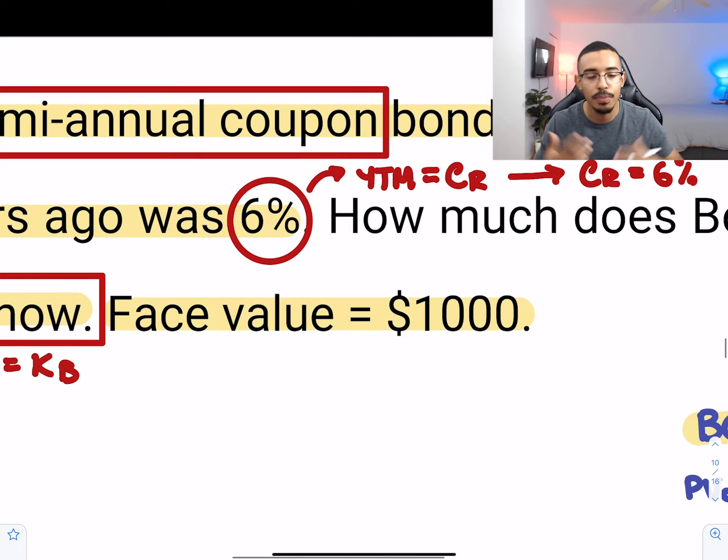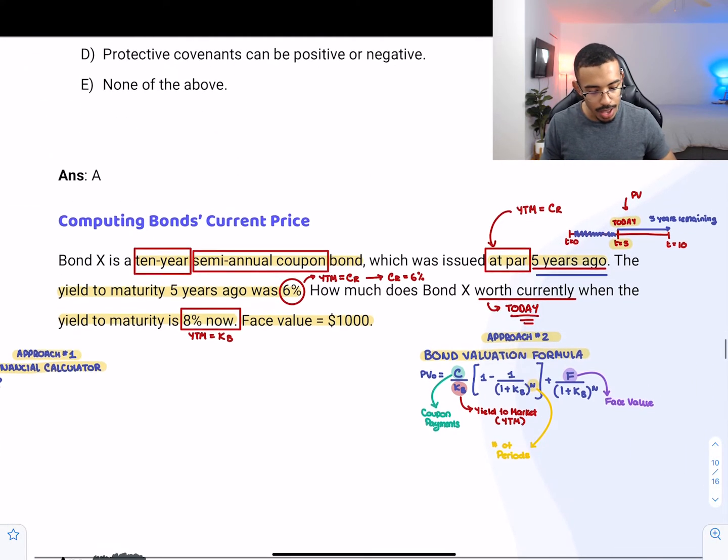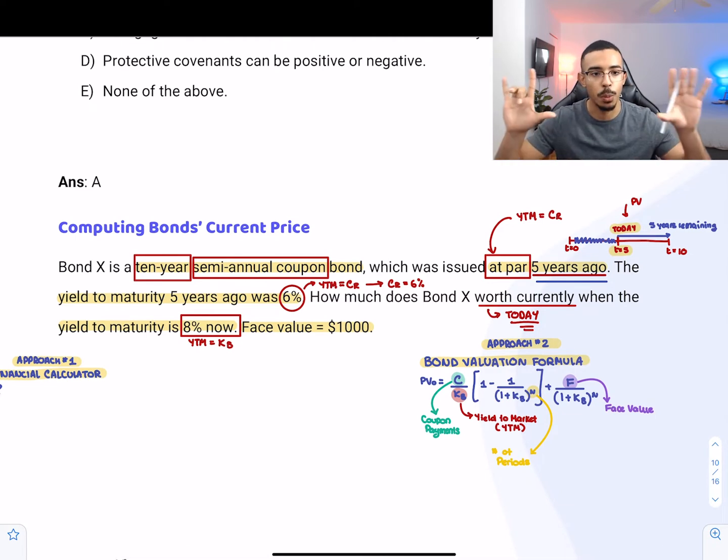And then finally, we need to assume that if nothing is said, the face value is equal to $1,000. In this case, they tell you the face value is $1,000. So now that we have all this really cool information, we're able to go through our two approaches. The first one being the financial calculator, and the second one being using a formula.